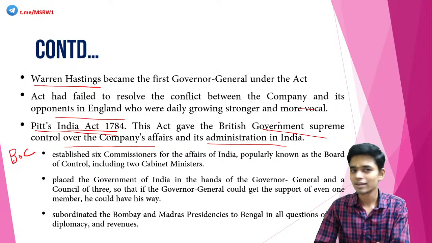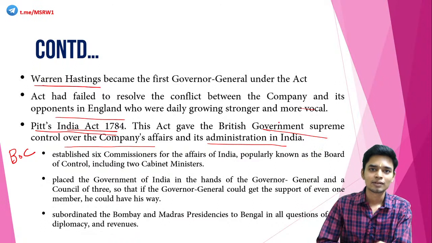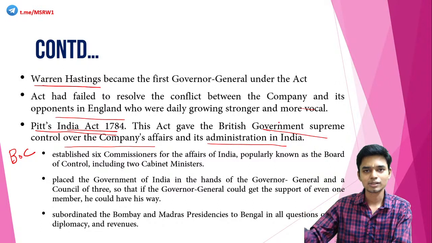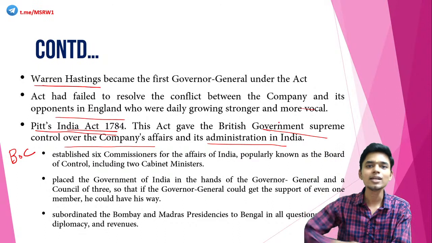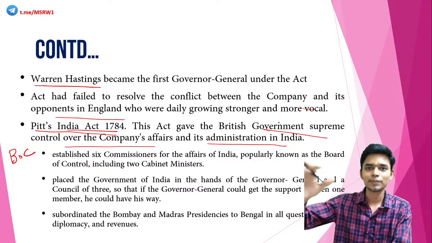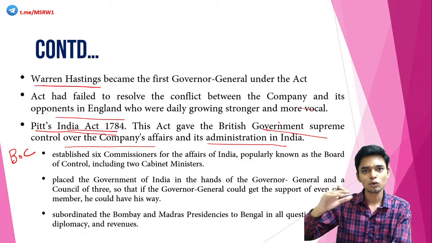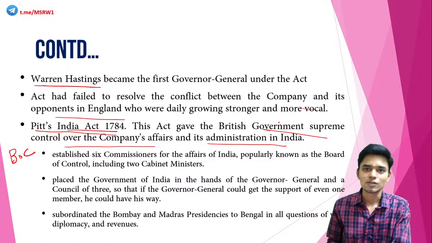Later on, we will see that by 1858, by the Queen's Proclamation, the East India Company loses its administrative powers in India, and the British government will directly take control over Indian affairs. Until then, we will see that gradually the company is becoming weaker and weaker, and the government is becoming more and more authoritative. Okay, so what are the main features of Pitt's India Act?